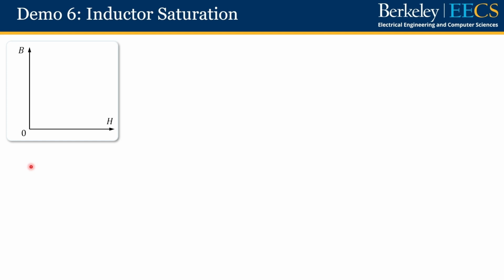Hello everyone, welcome to today's power electronics demo on inductor saturation. From the previous lecture, we learned that for a given magnetic material, the magnetic field strength H can be related to its flux density B through permeability mu. And when the flux density in the material is low, it is valid to assume that this permeability mu is constant and it is typically much higher than the vacuum permeability.